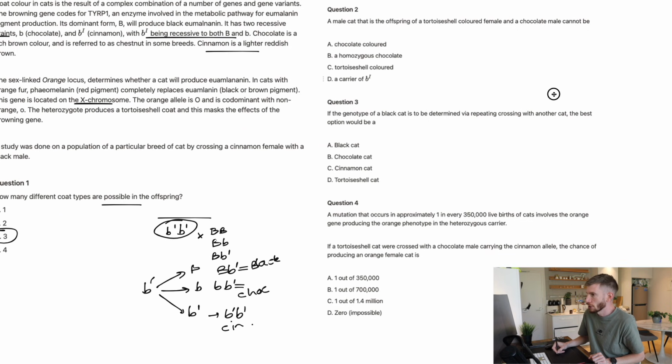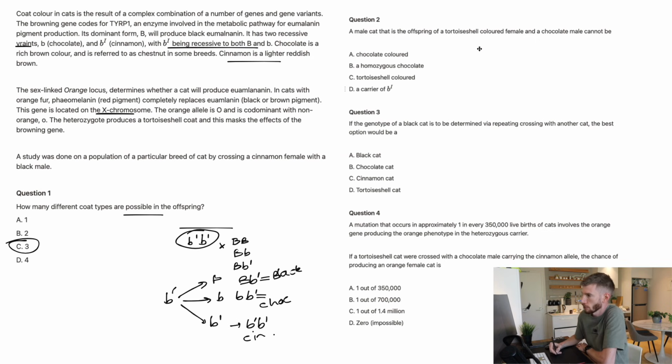All right, and so then question 2, it says a male cat that is the offspring of a tortoiseshell colored female and a chocolate male cannot be, which of the following? So again, breaking down, where's this information coming from? So a tortoiseshell female. So tortoiseshell was when you had heterozygous codominance between capital O and lowercase o. So we know that they're that. The other thing it said was that the tortoiseshell masks the effects of the Browning gene. So they could be underlying with anything from black to brown to cinnamon.